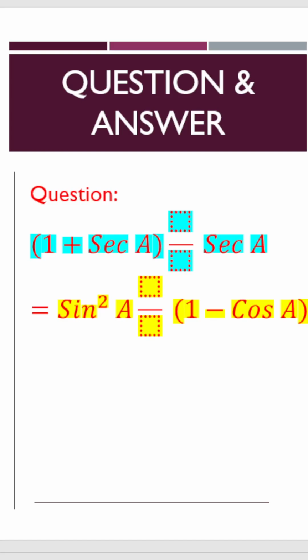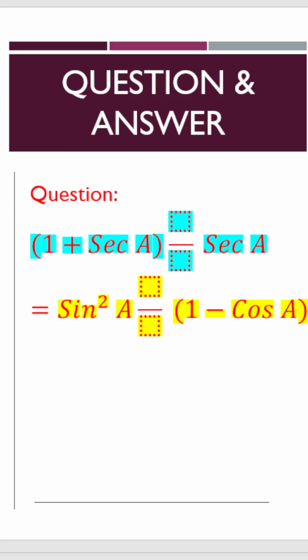The question says (1 plus sec A) divided by sec A equals sine square A divided by 1 minus cos A. So we have to prove that the LHS equals the RHS, left hand side equals the right hand side. I know you all remember all the identities and the formulas which are associated with the trigonometry chapter.